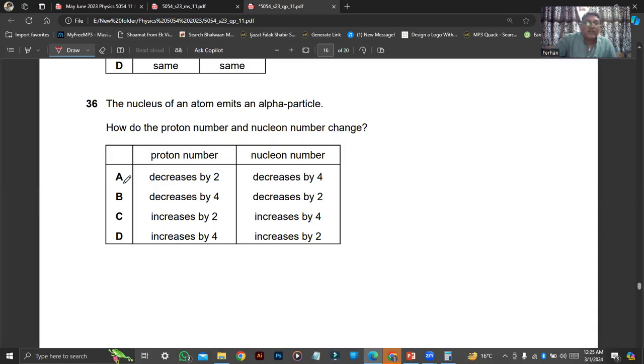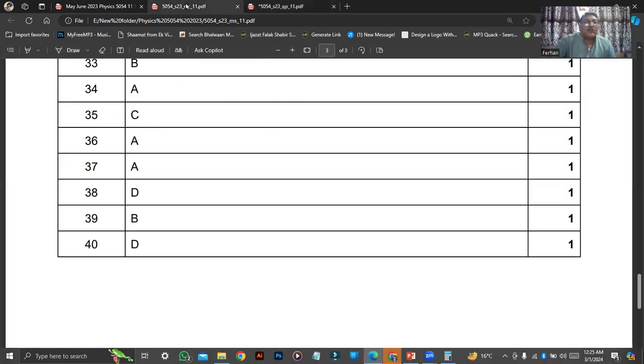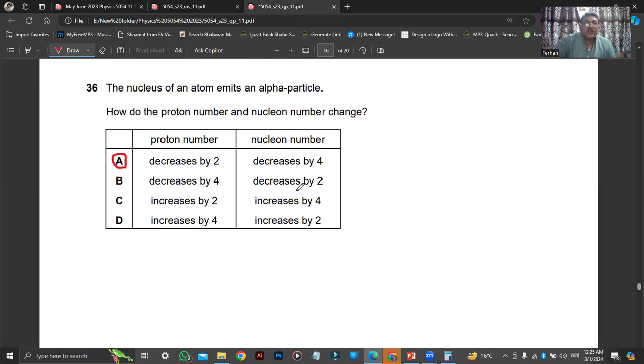So the proton number decreases by 2 and the nucleon number decreases by 4. I think A is the option. Question number 36, A is the right option, sir.